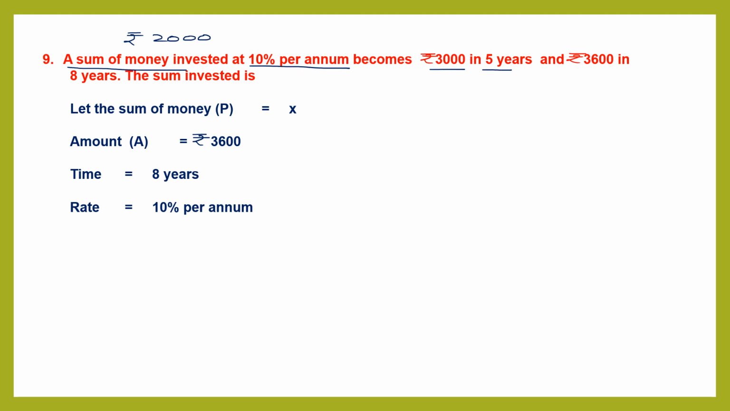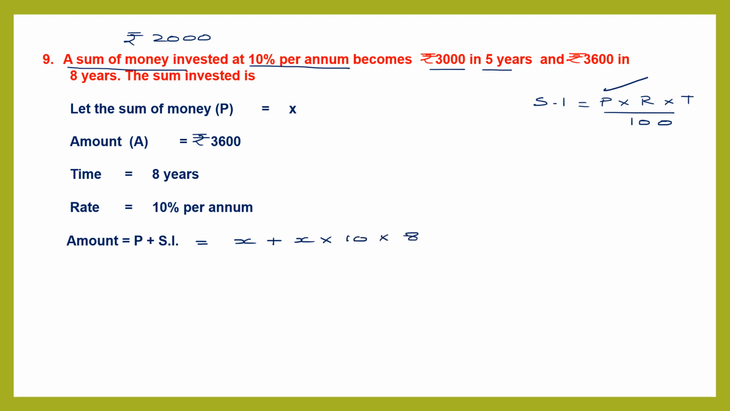So we are going to use the formula amount equals principal plus simple interest. So principal is x plus simple interest. The formula to find simple interest is P into R into T by 100. So we're going to substitute. Principal here is x into R, that is rate, 10%, into time, which is 8 years, and this is divided by 100.